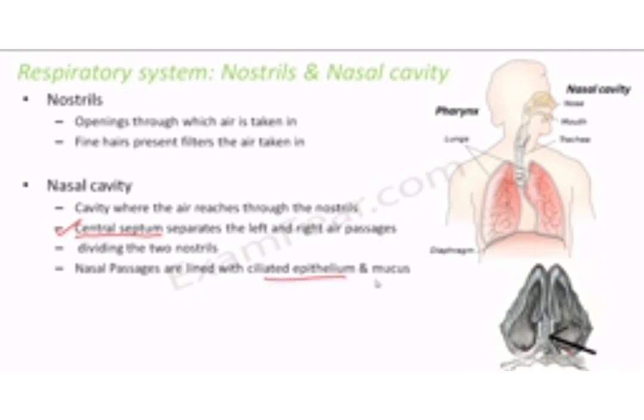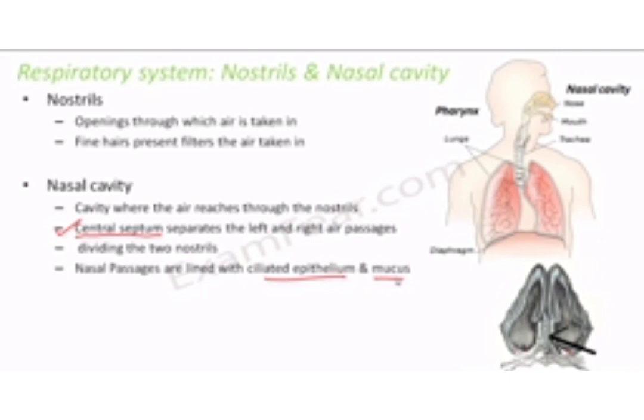What is ciliated epithelium? The epithelial tissue which is lined with cilia. Cilia are the fine hair-like structures, right? And it is also lined with mucus. What is mucus? The slimy, slippery substance. So what do they do? Mucus, being a slippery watery substance, tries to moisten the air. It tries to make the air a little moist.